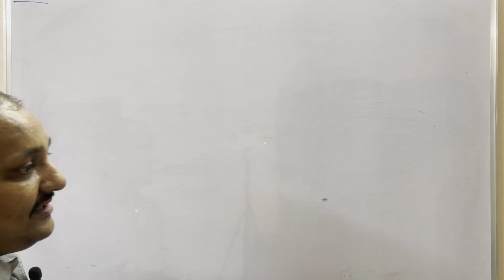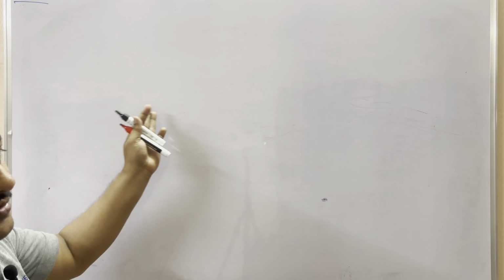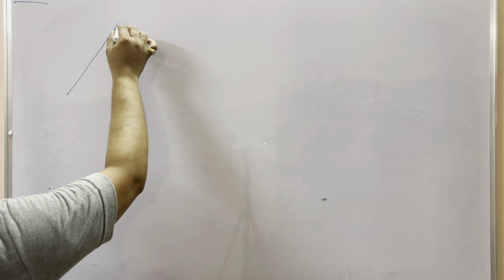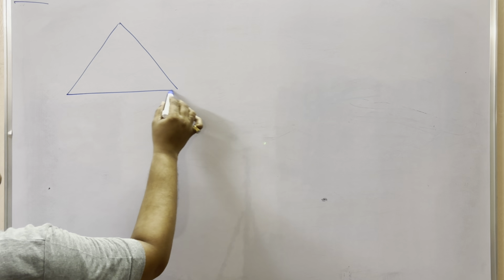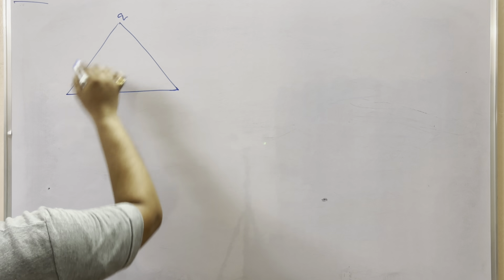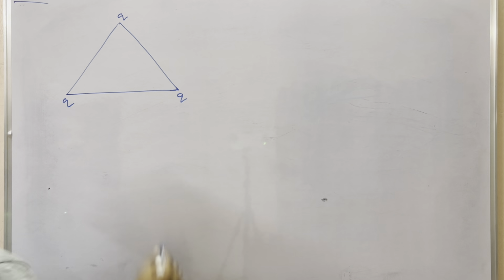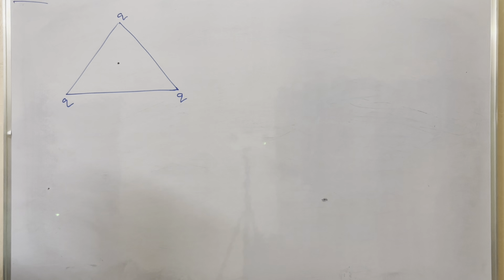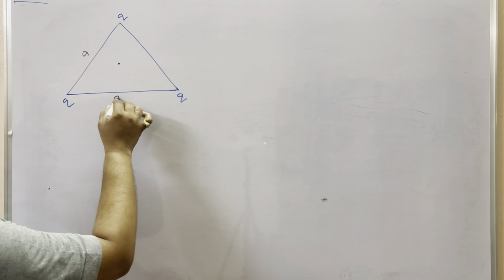In this class we will discuss how electric field will be present whenever charges are placed at 3 or 2 or 4 different corners of a triangle, square, all these we will see. So let us assume this is an equilateral triangle. 3 charges are placed at 3 corners of a triangle. Then what is the resultant electric field at the center of this triangle?